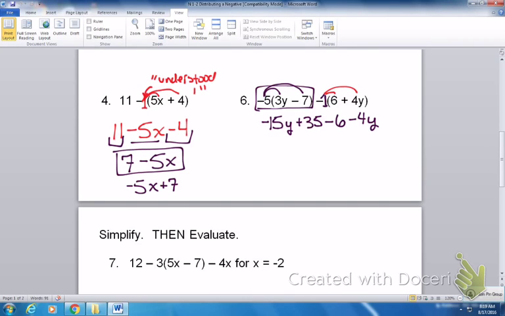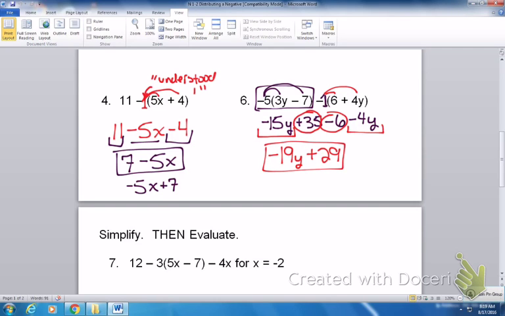Now we need to combine like terms, and we have several things that can combine here. I have a negative 15y and a negative 4y. I can combine those together. Now be careful, they're both negative, so negative 15 minus 4 is negative 19y. But I also have 35 minus 6. 35 minus 6 is plus 29.